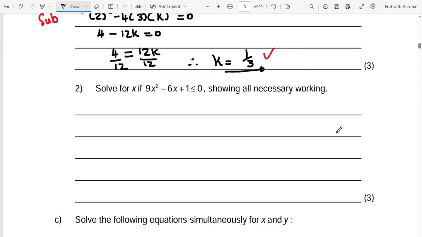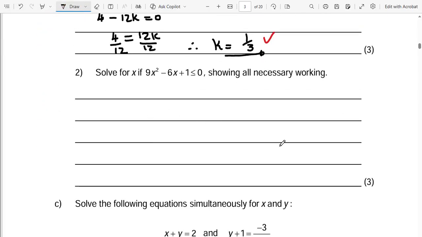Okay, so the next question they want you to solve. I'm not sure if I'm moving fast or what, but since you'll be watching the lesson, you can pause, work out some of the questions, but let's keep on moving. Solve for x if 9x squared minus 6x plus 1 is less than 0. Show all your necessary workings. So this has to do with inequalities. Now I'll be asking myself, can I factorize this? Yes, you can definitely factorize this question.